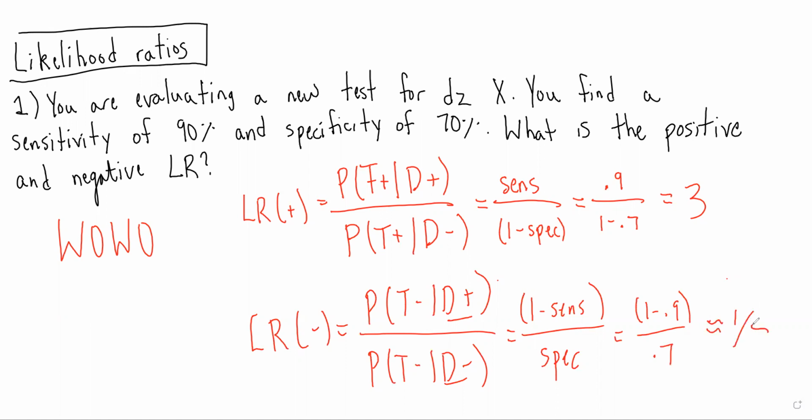about 1/7. Therefore, what this means is if we get a positive result on this test, our post-test odds will be 3 times greater than our pre-test odds. And if we get a negative result on this test, our post-test odds will be 1/7 our pre-test odds.